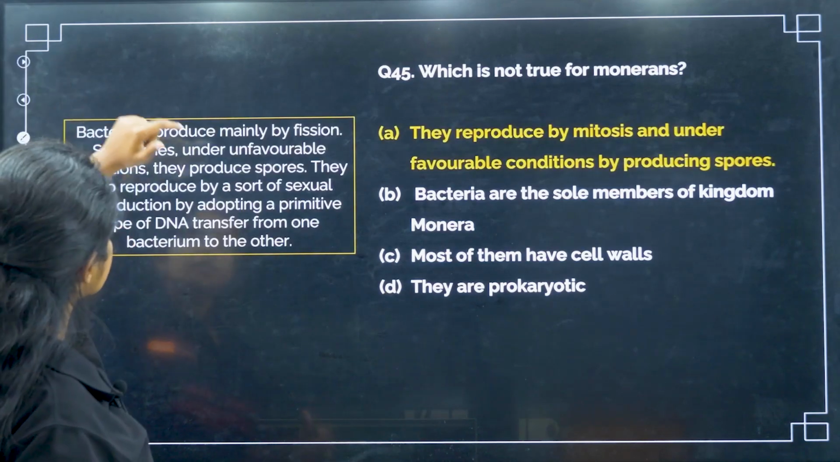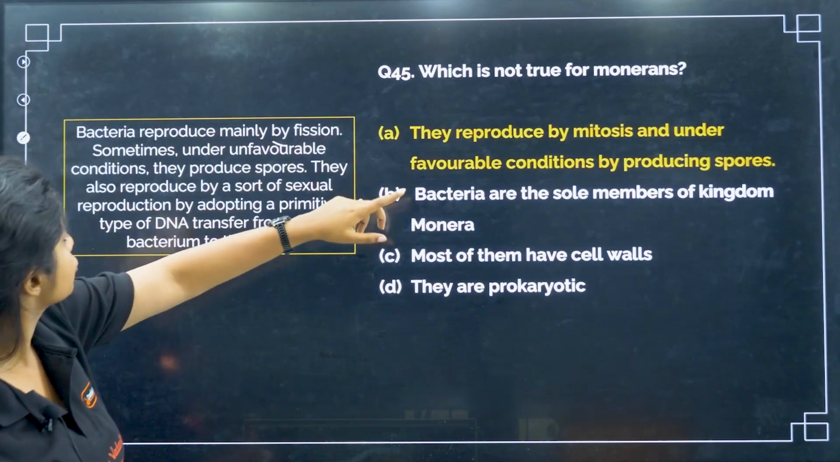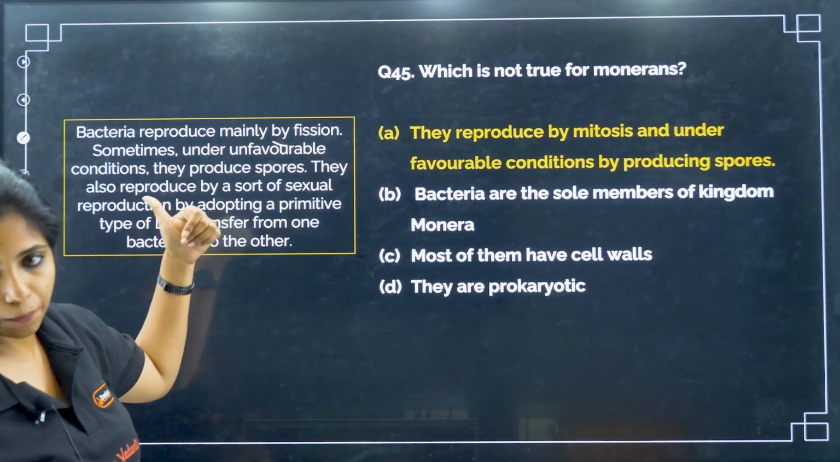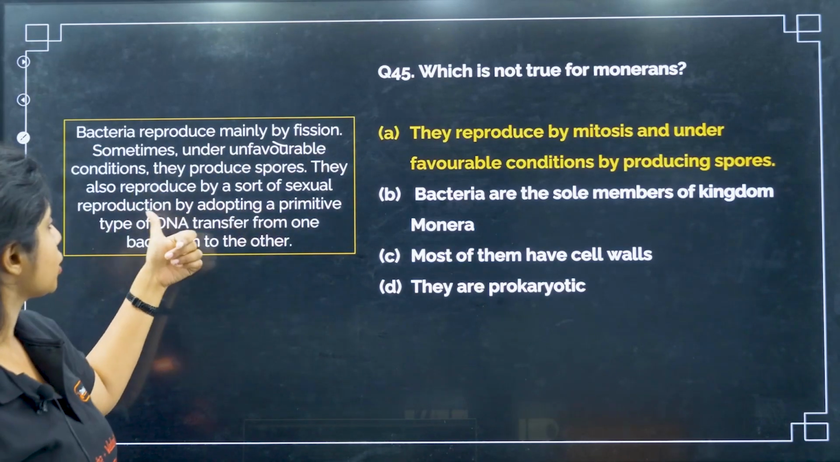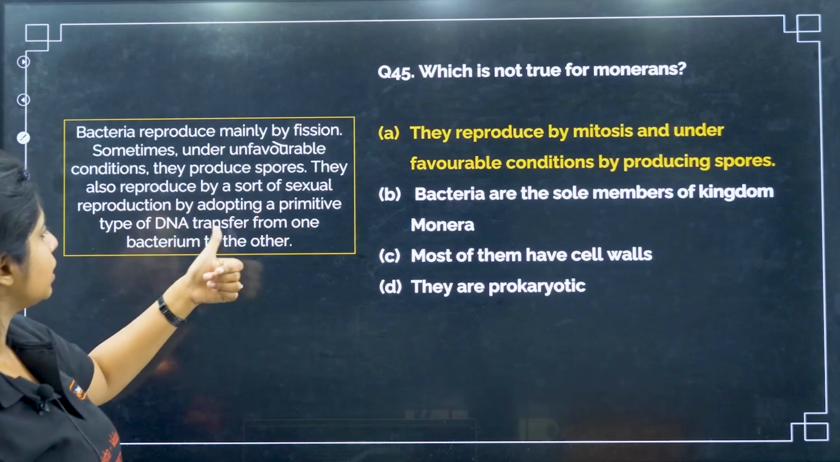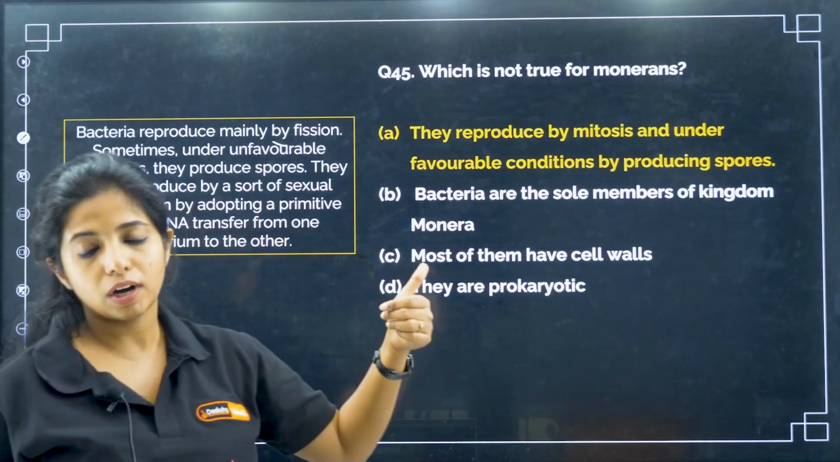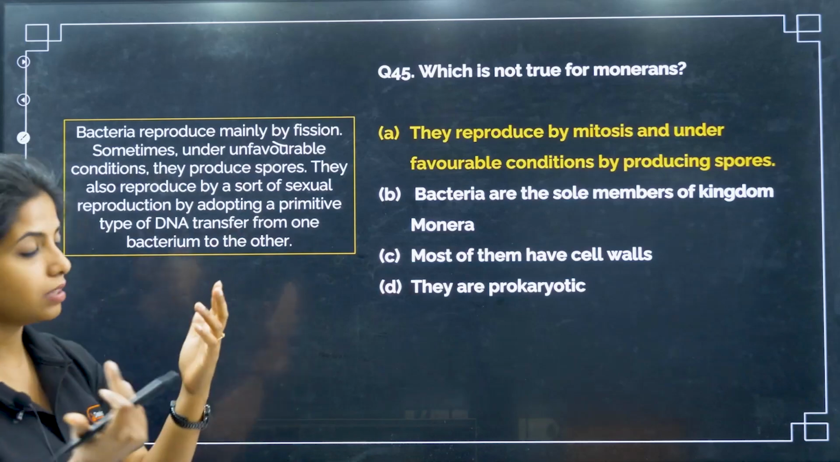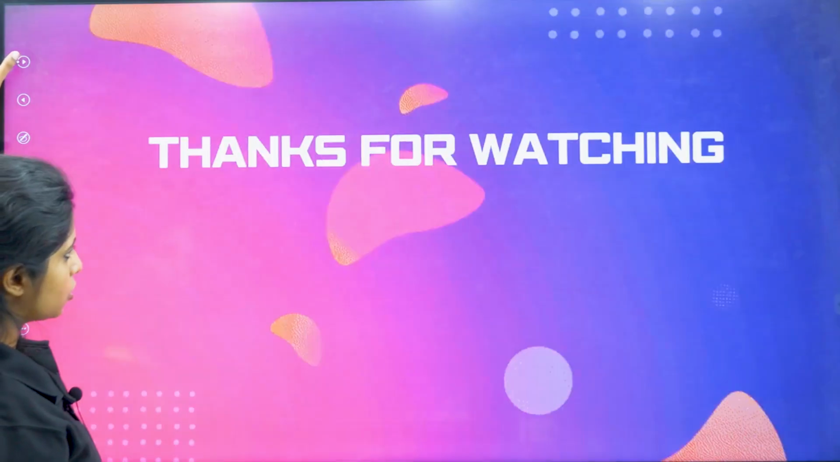So yes, bacteria reproduce mainly by fission. Sometimes under unfavorable conditions they produce spores. Remember, I just told you right now. They also reproduce by a sort of sexual reproduction by adopting a primitive type of DNA transfer from one bacterium to another. It is known as conjugation. When two bacteria come and exchange their genetic material, it is known as conjugation.